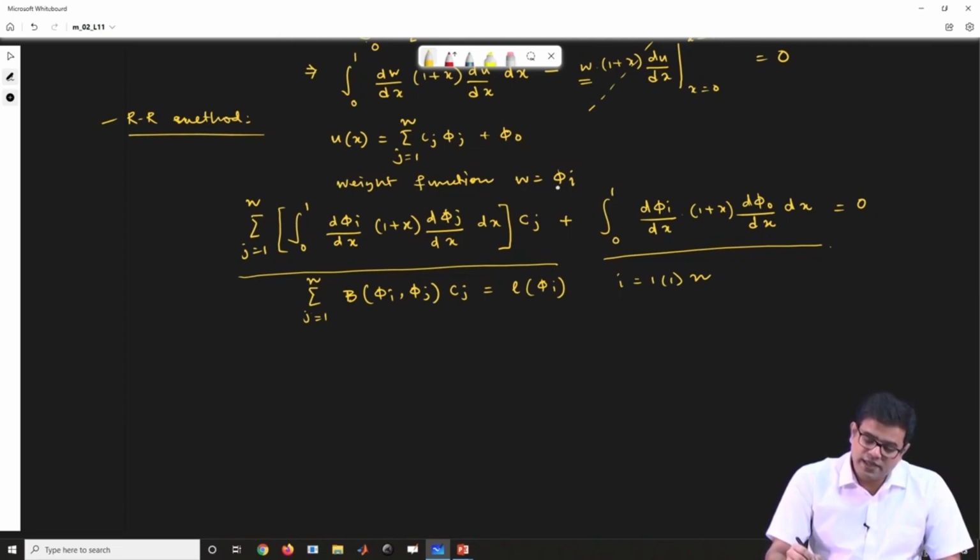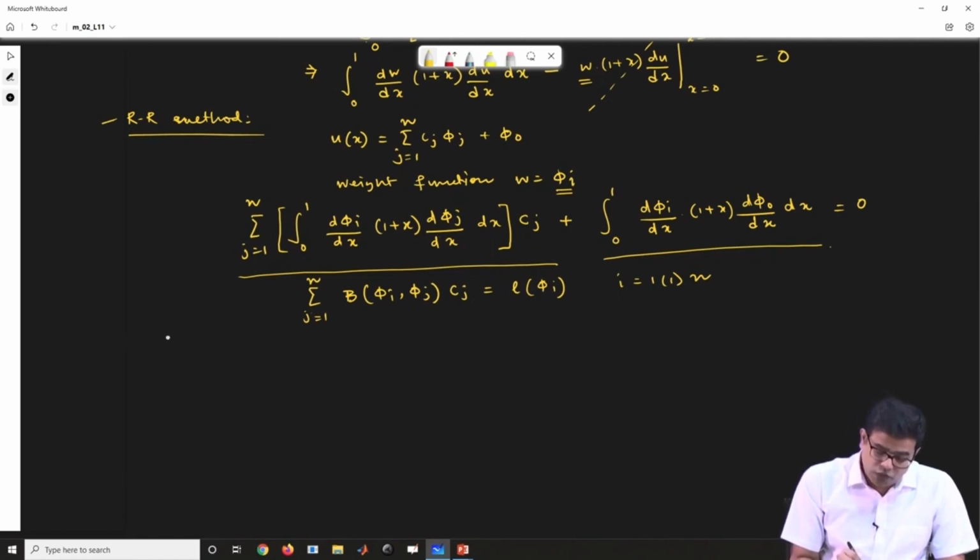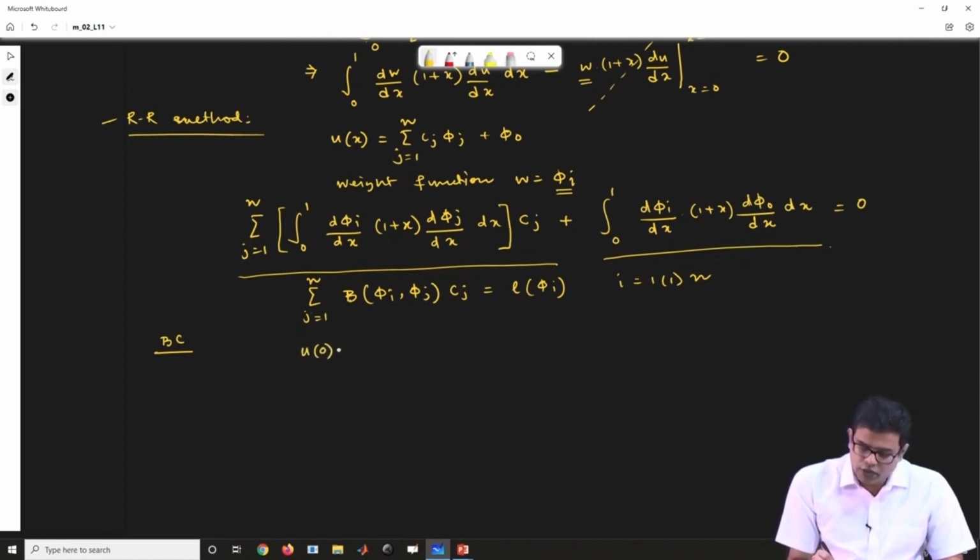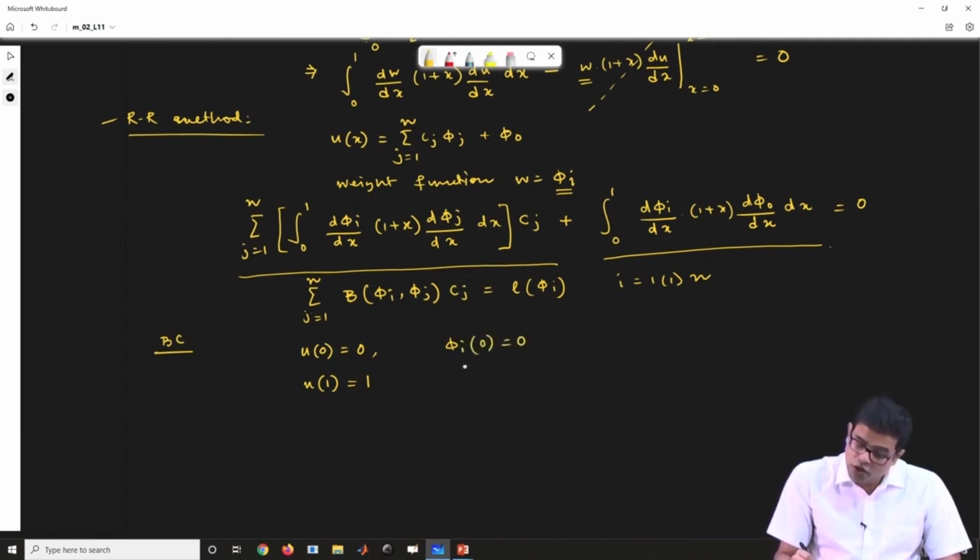So first of all, φi's have to satisfy the homogeneous boundary condition. So what is the boundary condition of the problem given? The boundary condition of the problem given is u(0) equals 0 and u(1) equals 1. So now my φi at x equals 0 has to be 0 and φi at x equals 1 has to be 0. So this is the condition for the admissibility. Now to choose this admissibility condition, what kind of function should I choose?